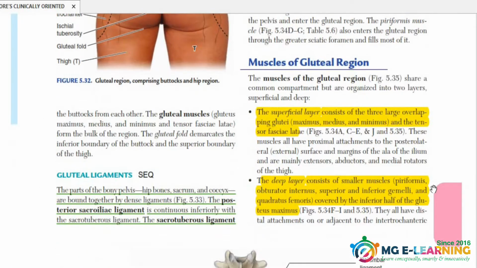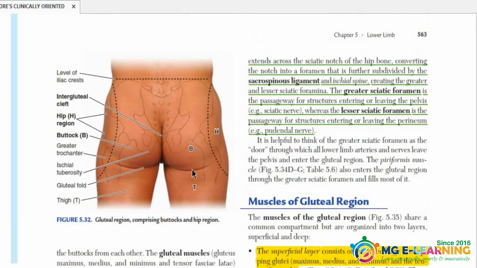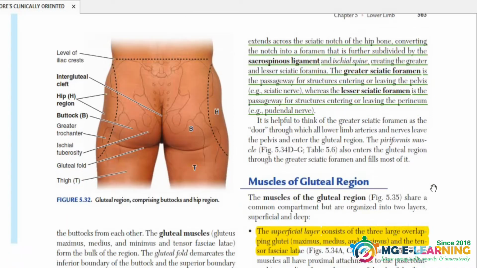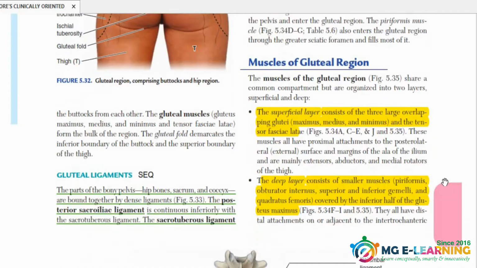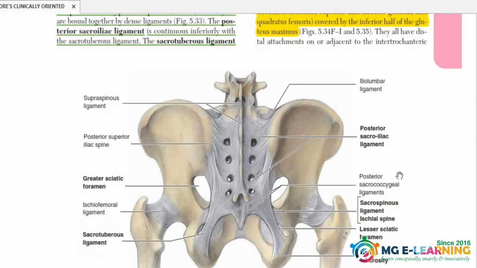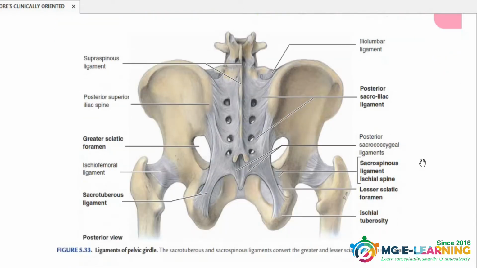Then move on to the next page. Here is the gluteal ligament. It is important from the SCQ point of view. You have to know the names of the ligaments and their attachments. Next one is the muscles of the gluteal region. You have to know about the superficial layer and deep layer of the gluteal muscles. Then this diagram is important to see the ligaments of the gluteal region and their attachments.